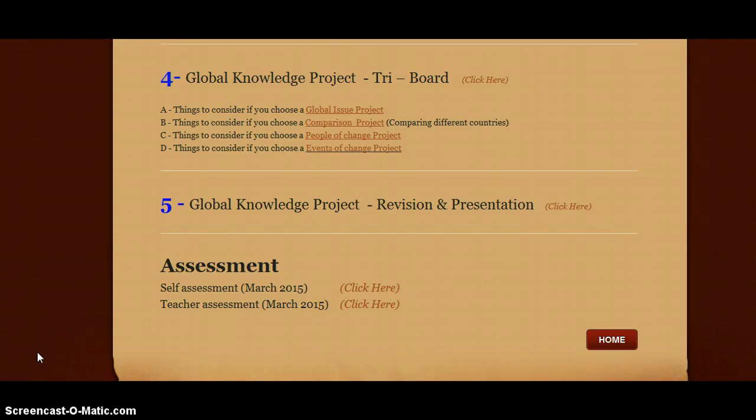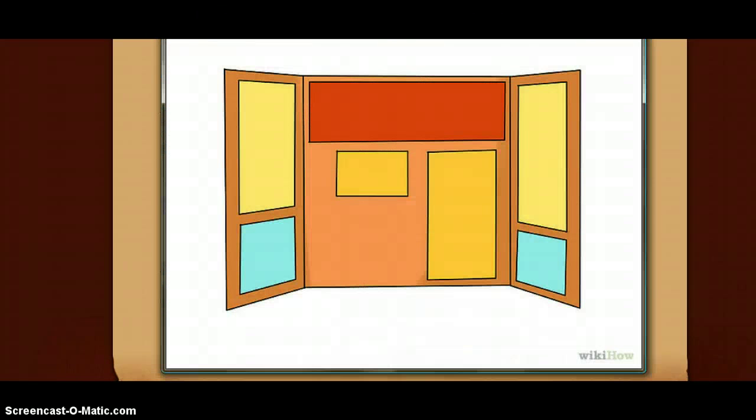So, most people will be doing their project on what we call a tri-board, and that is a board that looks something like this. Now, these boards are available at the dollar store, they're available at Staples, and there are some in the school supply room. So if you can't get out and get one or can't afford to buy one, then come see me and I will certainly make sure that you are provided with a tri-board.